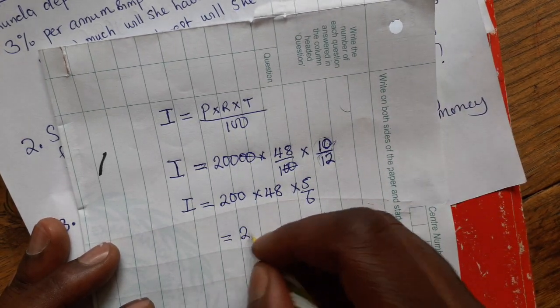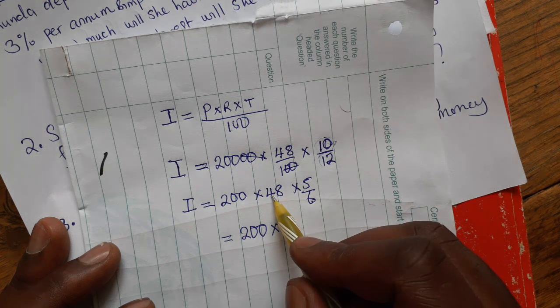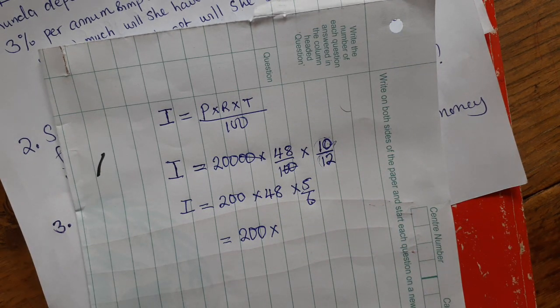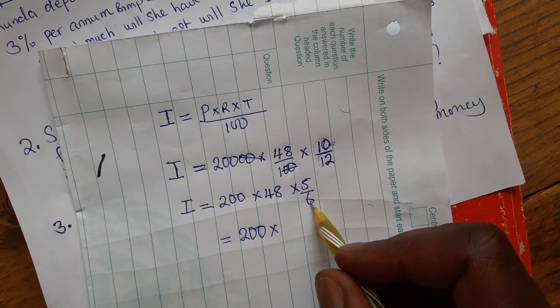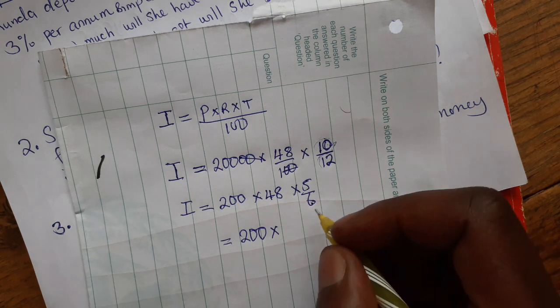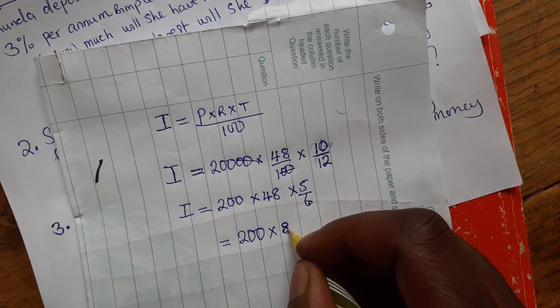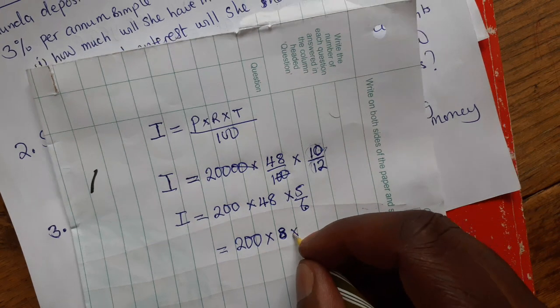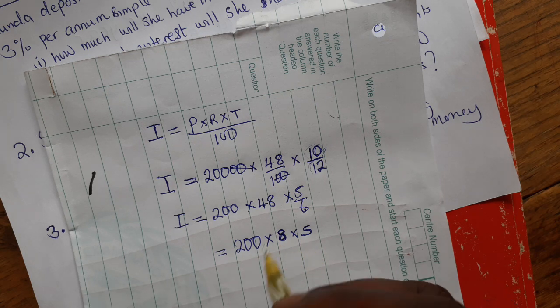So we are going ahead with 200 multiplied by, let's see, can 6 go into 48? What is 6 times 8? 6 can go into 48 8 times. All right? Multiplied by 5. Now, let us multiply these and get our final answer.